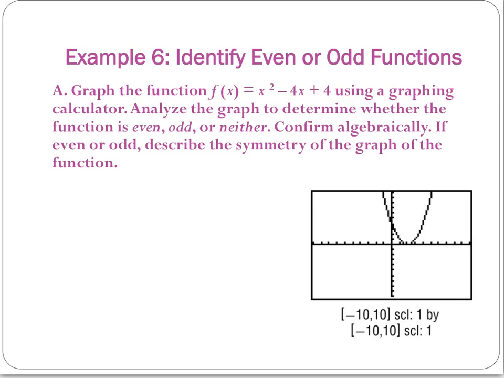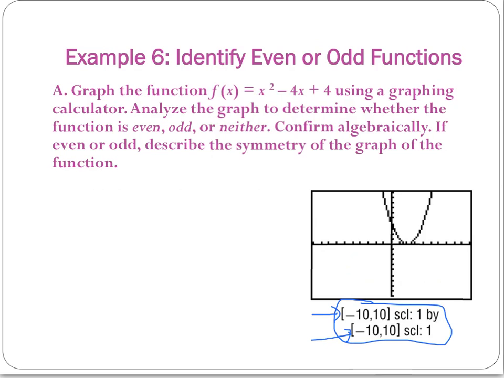So, I started out here by looking at the graph of f of x. Okay, we have the function f of x here. F of x equals x squared minus 4x plus 4. And notice that right here, they are giving you a window that is a standard window from negative 10 to 10 on the x-axis and negative 10 to 10 on the y-axis.